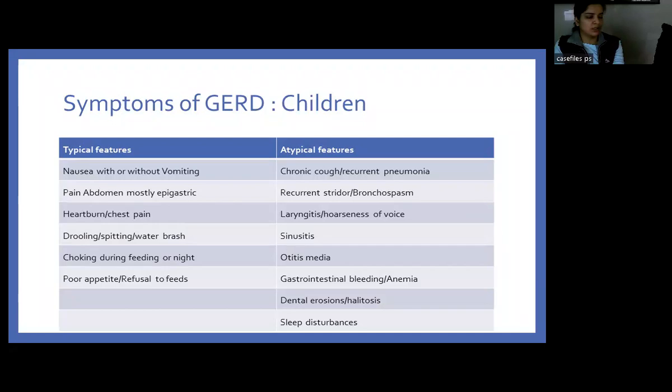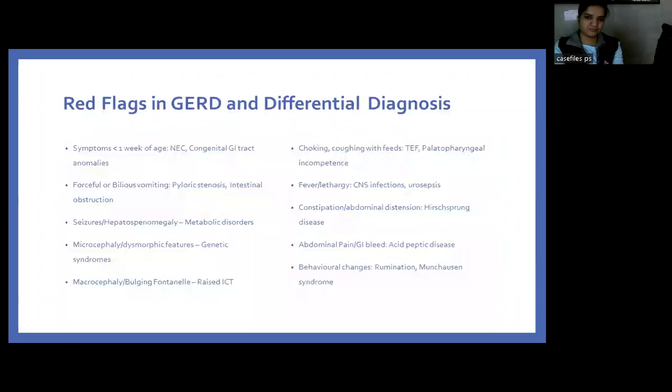Atypical features include the extraesophageal symptoms, that is chronic cough or recurrent pneumonia, recurrent stridor, bronchospasm, laryngitis, sinusitis, otitis media, gastrointestinal bleeding or anemia due to erosive esophagitis, dental erosions, halitosis, or sleep disturbances.